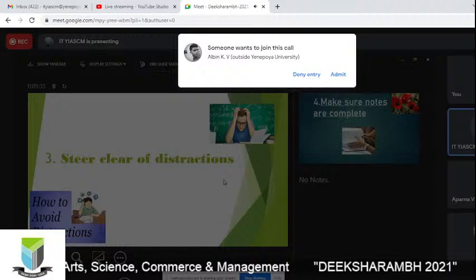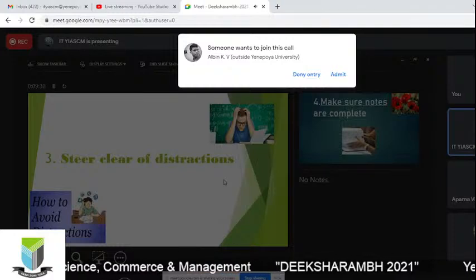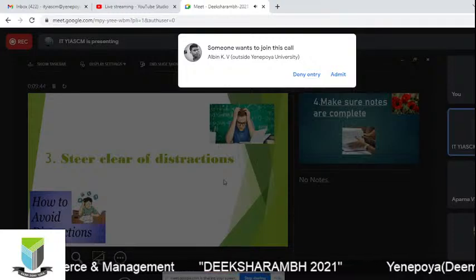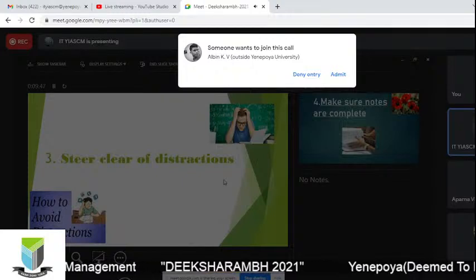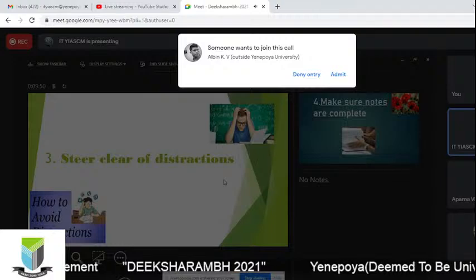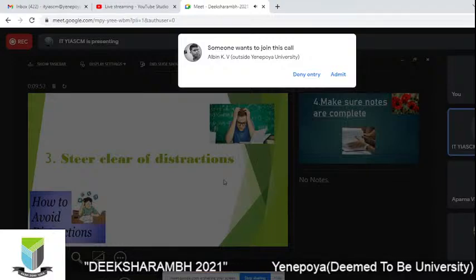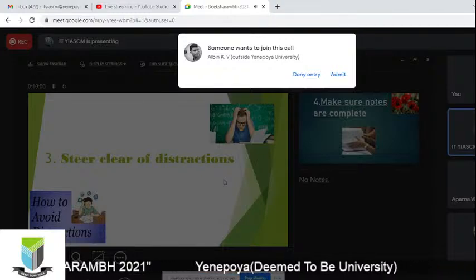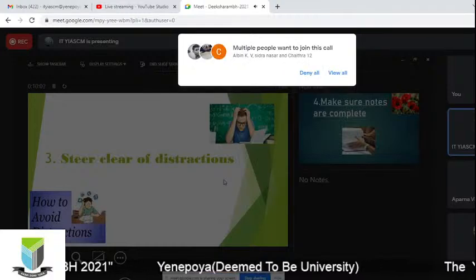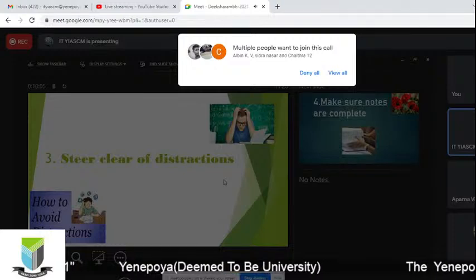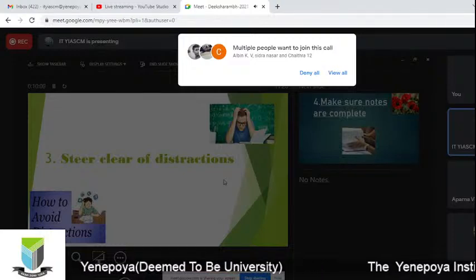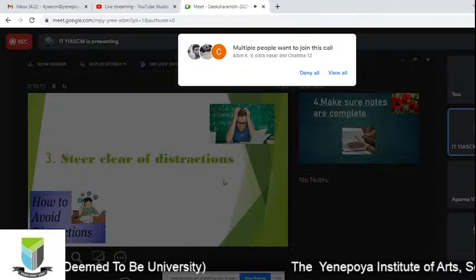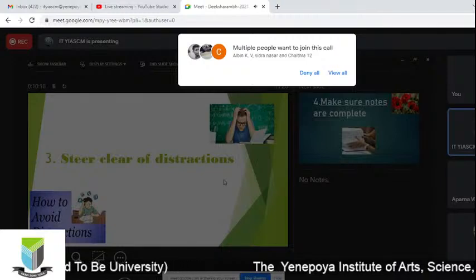How? Be aware of what distracts you in class. First of all, we must find out what distracts you in class. For example, cell phone. What to do? Turn off your cell phone. Don't keep it in vibration mode. If we are keeping the cell phones in vibration, it also makes distractions. So turning off your cell phone will help make sure you are paying attention to your teacher.